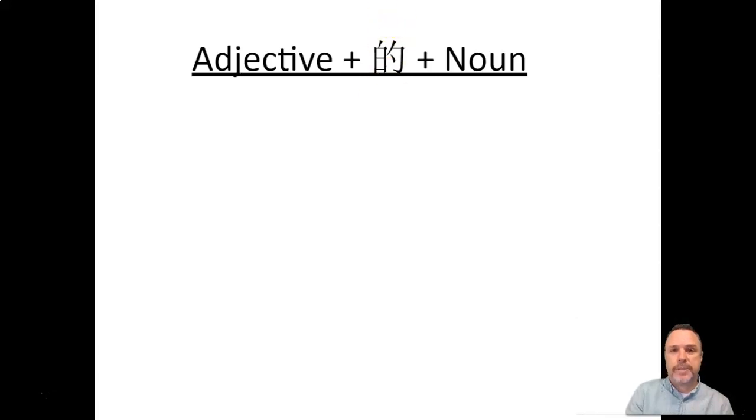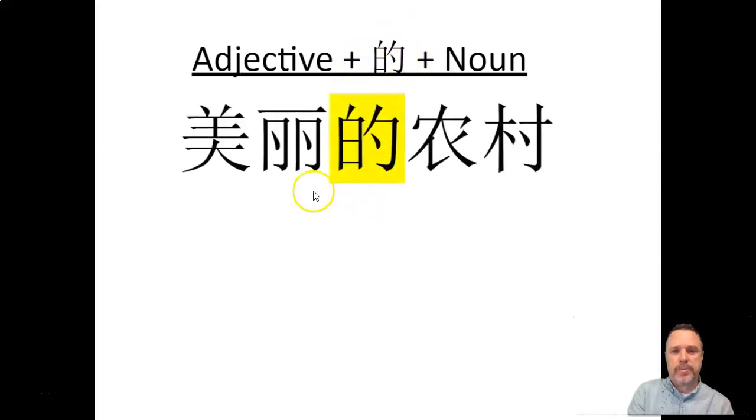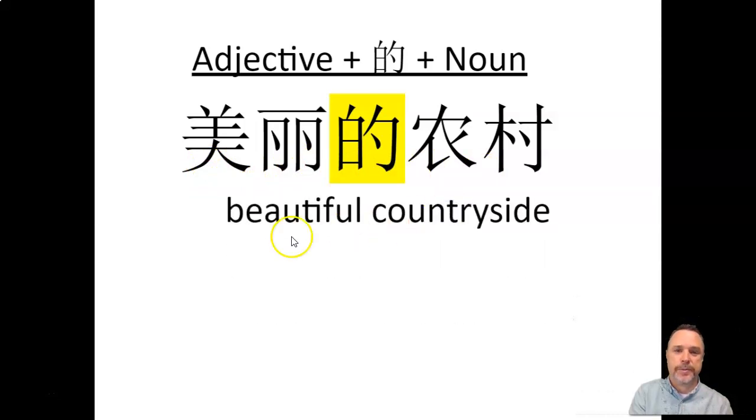Okay, so this "de" is kind of similar. It doesn't mean anything. We just have to use it. I'll give an example, and you'll be able to see sort of where we do it. So here we've got an adjective, 美丽. 美丽 just means beautiful. Here we've got our noun, 农村. Yeah, 农村 is countryside. And here we have 的, which doesn't mean anything. We just have to use it. So the phrase here, 美丽的农村, what does that mean? Well, it just means beautiful countryside.